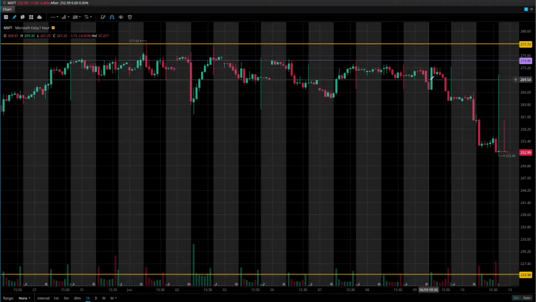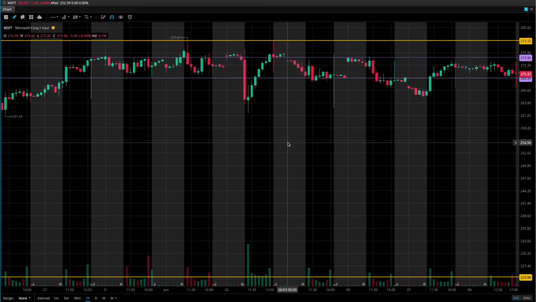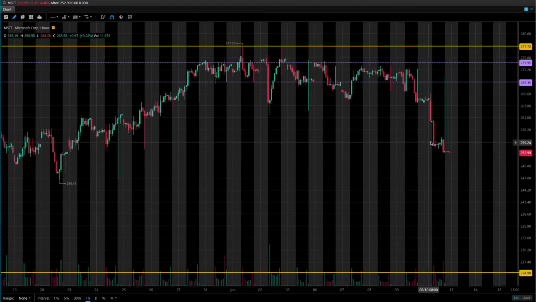Here's another one. I see a lot of wicks touching it. If I just move it around, try to finesse it a little bit to fit as many candle touches as it can, because I want it to be pretty strong. Another one, see this here.